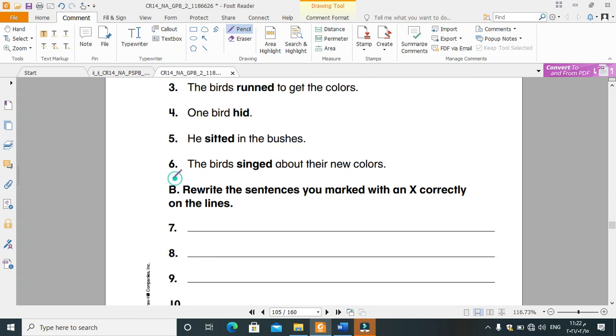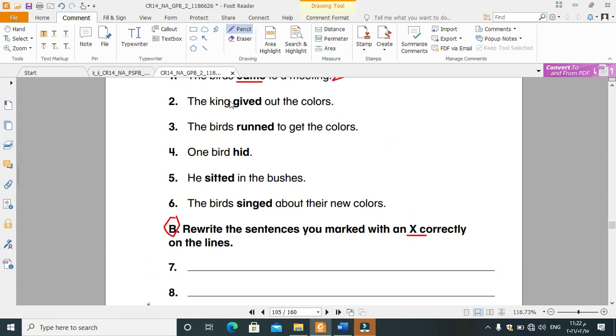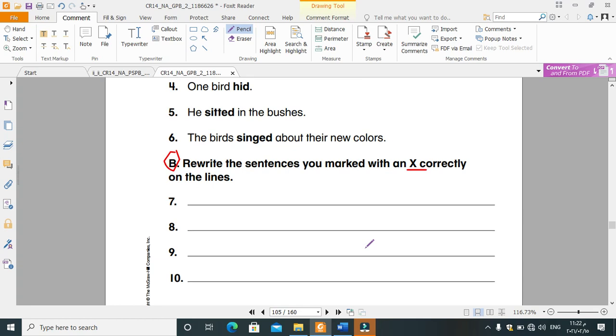Okay, what is the second part of the homework? Rewrite the sentences you marked with an X correctly. So all the sentences here that have mistakes, you have to write them correctly down in number 7, 8, 9, and 10.